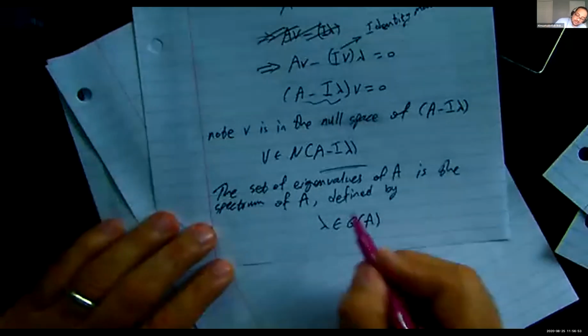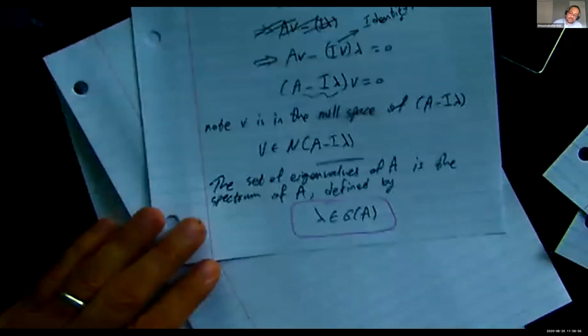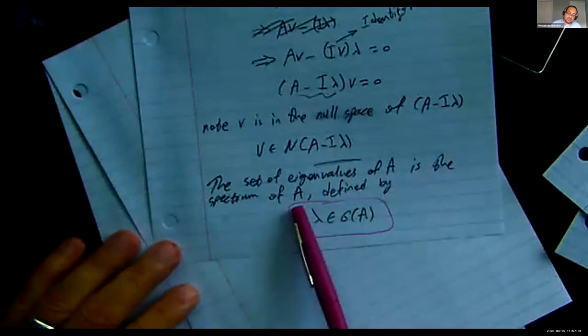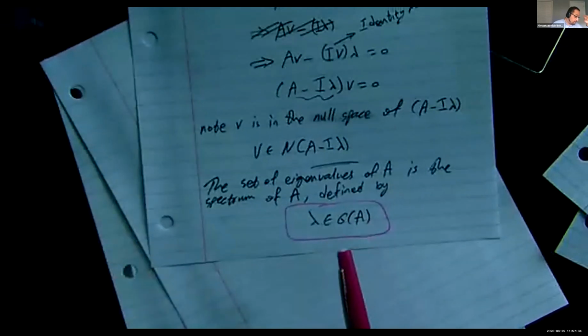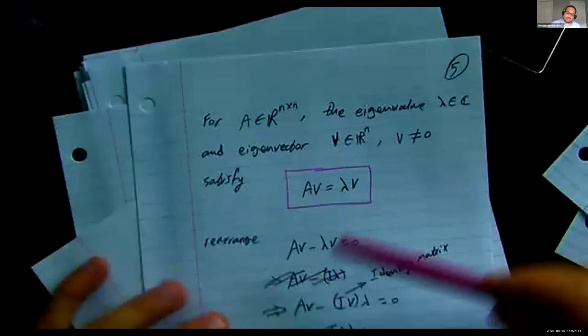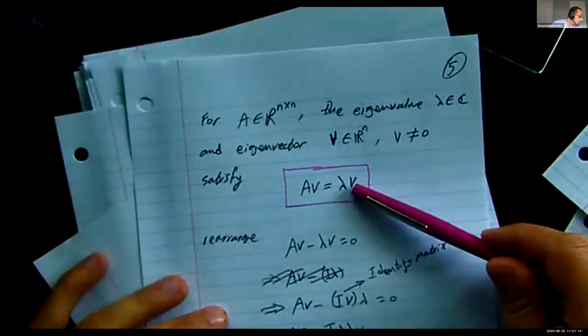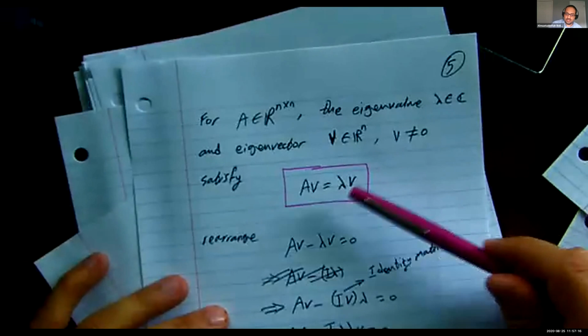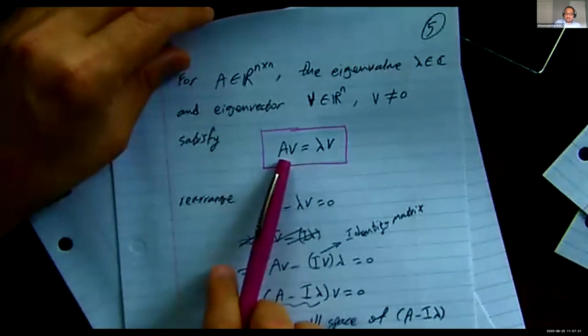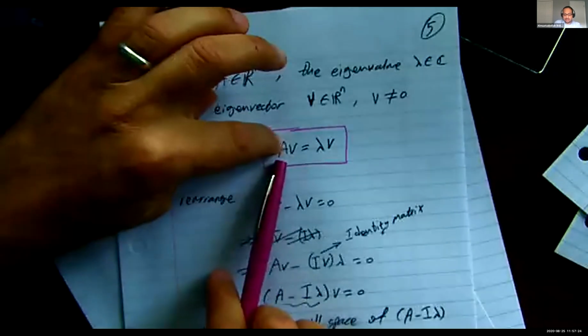So this is the definition of eigenvalues. The set of eigenvalues of A is the spectrum of A defined by this one here. Okay. So as you can see in this equation here, this V is called the right eigenvector, because it's multiplied by A from the right. There's also something known as the left eigenvector.